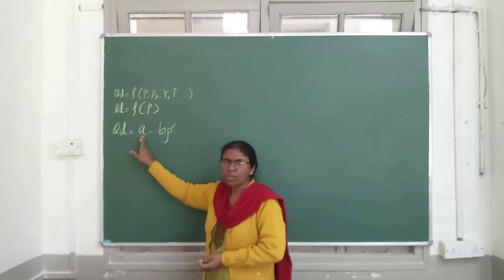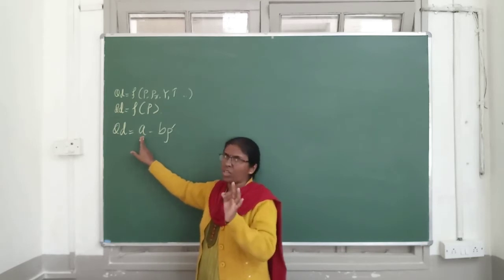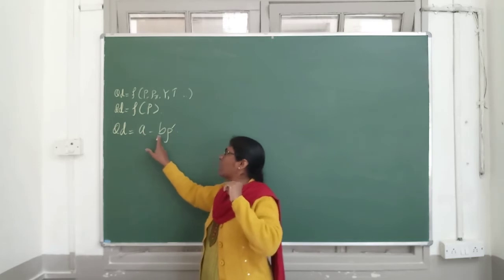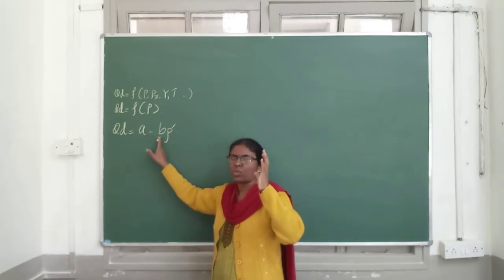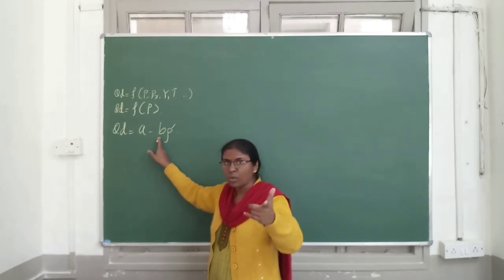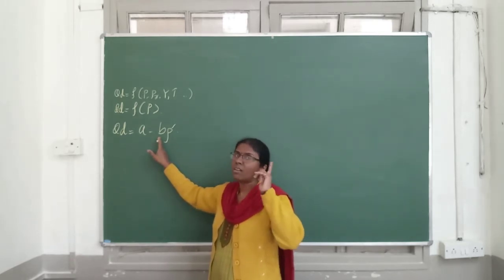So A denotes the maximum limit of the function, and minus B denotes the negative slope of the function. What does minus B denote? Minus B denotes the negative slope of the function.